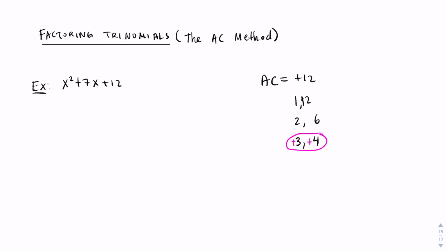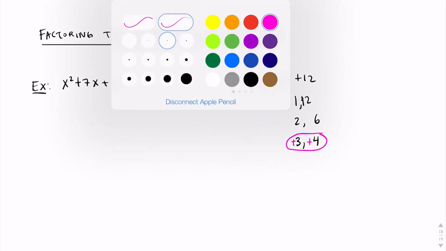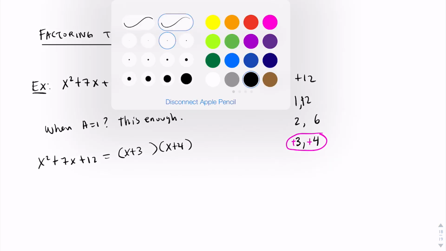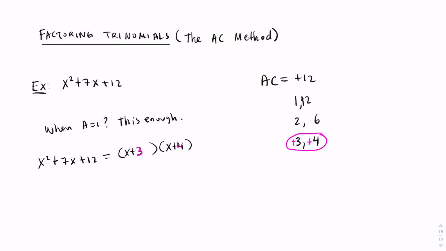And here's the trick. When the leading coefficient, the value of A, is equal to 1, then you're done, because these are already the factors that you're going to use. When A equals 1, this is enough. Because x squared plus 7x plus 12 factors into x plus 3 and x plus 4. And the 3 and the 4 came from the pair that we selected, right? The 3 and the 4 came from this pair right here.